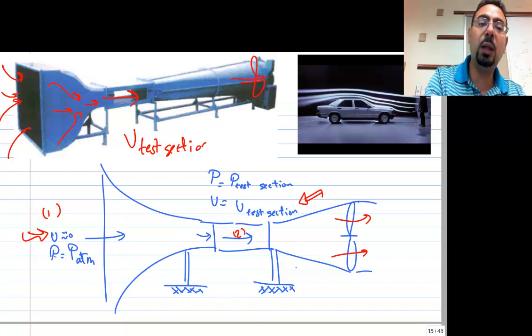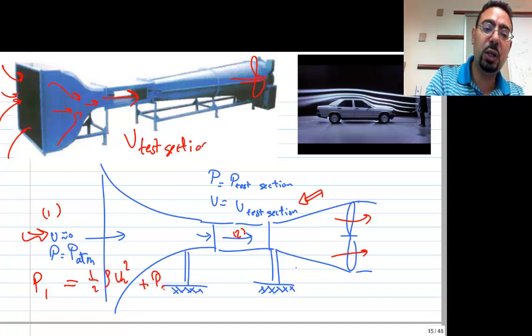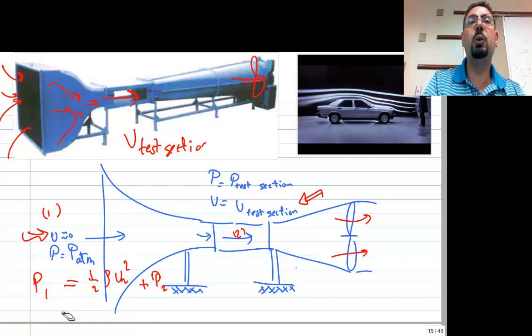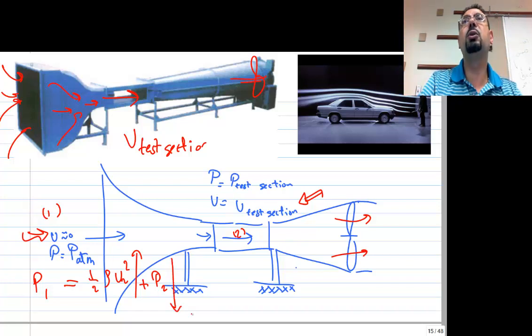And basically say that at 1, the velocity is almost 0, and the pressure, P atmosphere, or let's call it P1, will be equal to half rho V2 squared, plus the pressure at 2. Right? Isn't that the Bernoulli equation between 1 and 2? Because V2 built up because of that reduction in the area, what happened to the pressure? The pressure will drop, right? That pressure, P2, the pressure here in the test section, is that static pressure or stagnation pressure? Static.